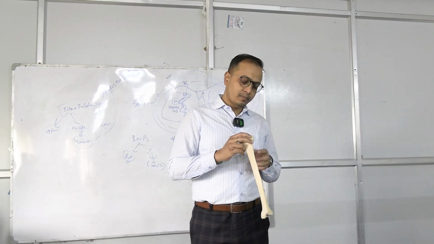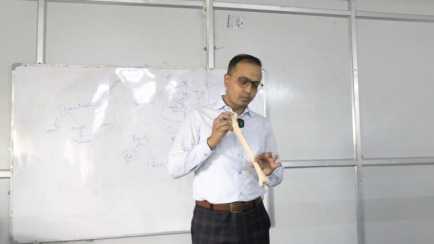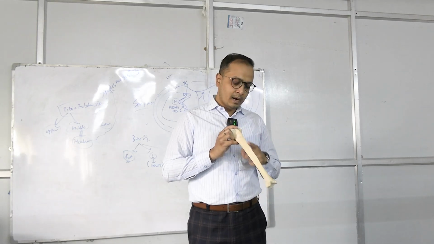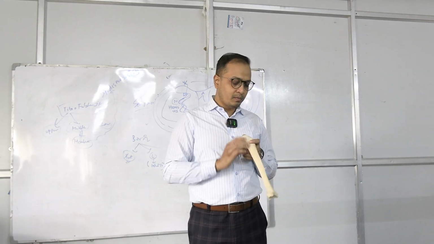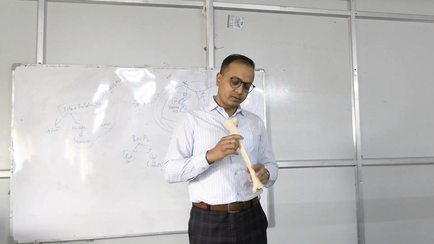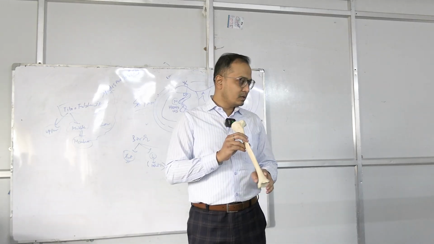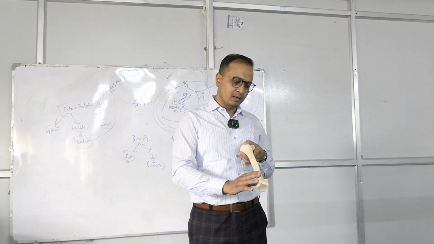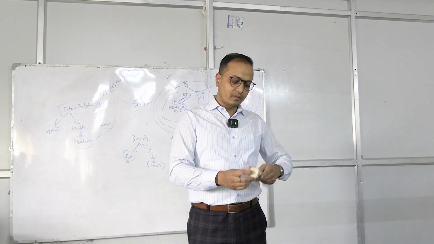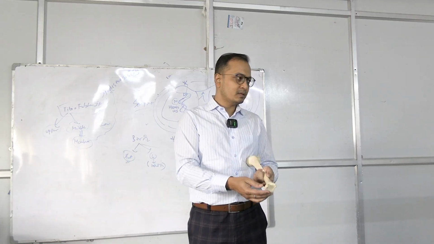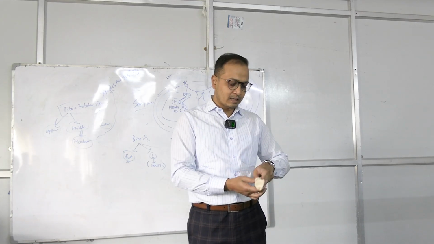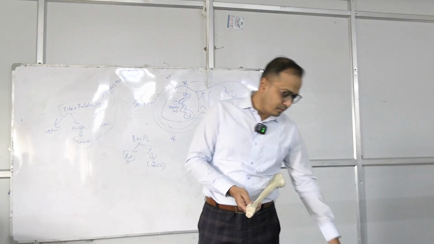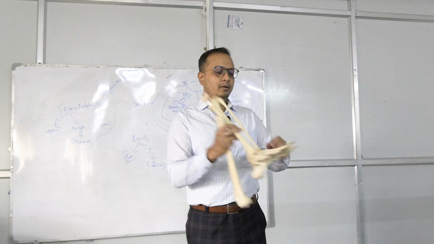Again, coming from the upper end, we have this narrow part which is known as the shaft, with its borders and surfaces. It has the anterior border, interosseous border and the medial border, and it has surfaces: the posterior surface, the interosseous surface or lateral surface, and the medial surface or anteromedial surface. The lower end has anterior, posterior, medial and lateral surfaces. The lateral surface on the lower end has a lower attachment point for the fibula as well.